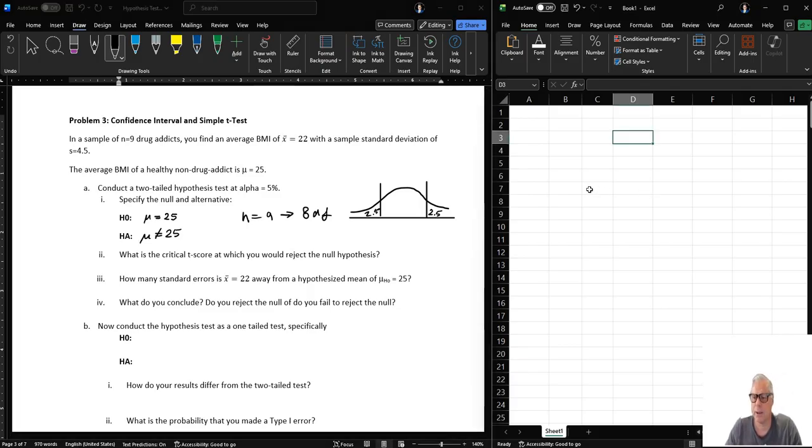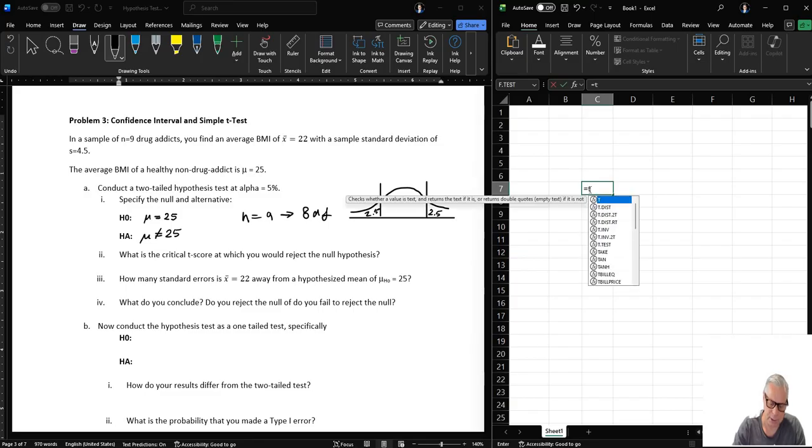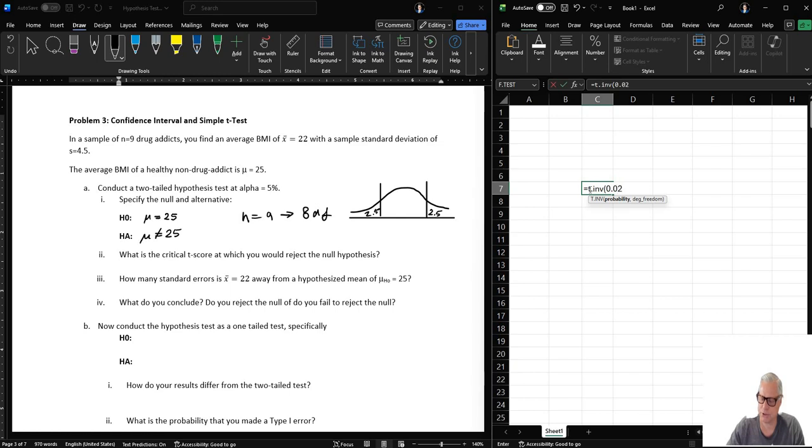Well, we can ask Excel for that, and we use T.INV. And the formula is 0.025, degrees of freedom 8. And then we get the critical value once at negative 2.306, and positive 2.306. So those are our critical t-scores. So the critical t-score is plus minus 2.306.